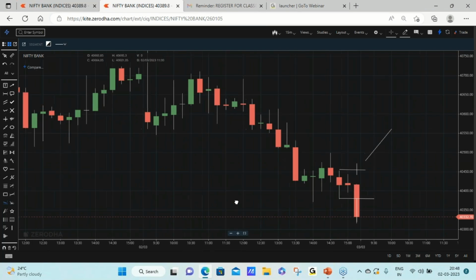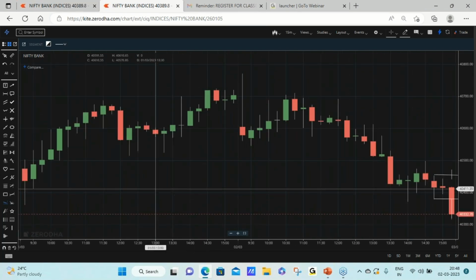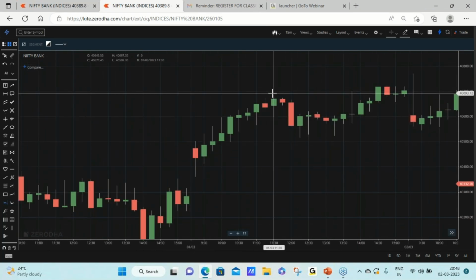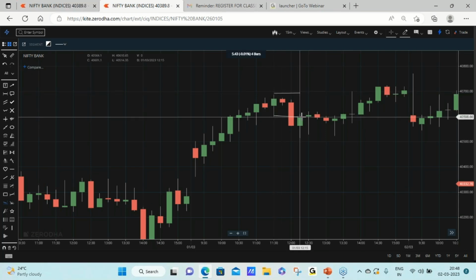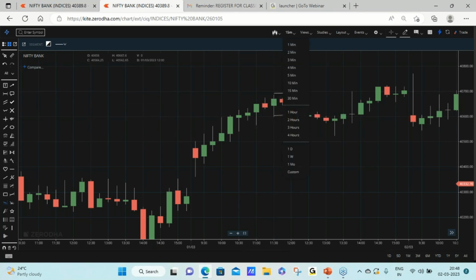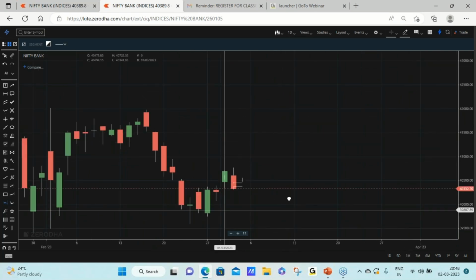Right? So let me show you one more example here. As color is immaterial, just look at this. Once the low is breached, there will be a fall. This can be applied in any time frame. Let's take a 1 day time frame.